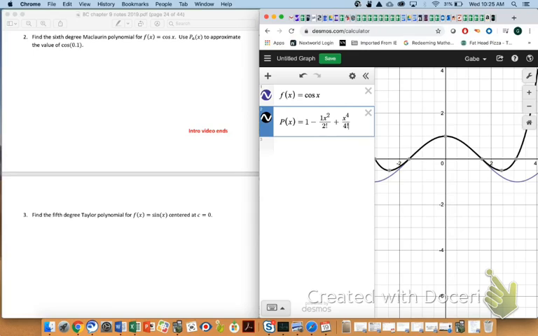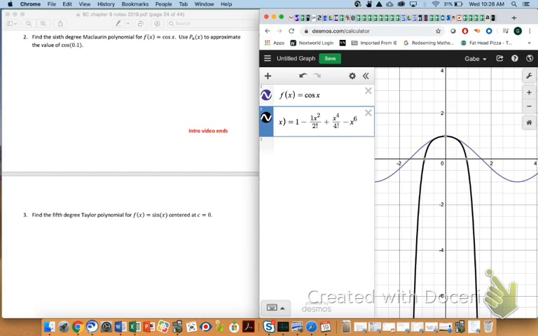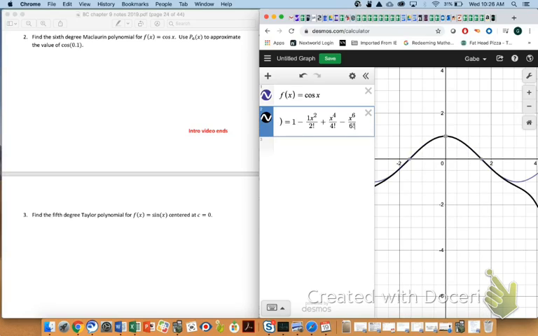So does anybody have the final? What will be our final one? Because we have to go to 6th degree. Minus x to the 6th over 720. I'm just going to 6 factorial.